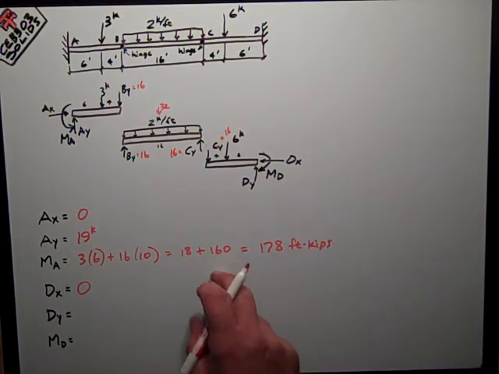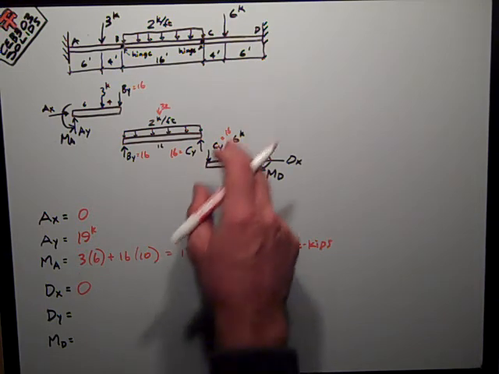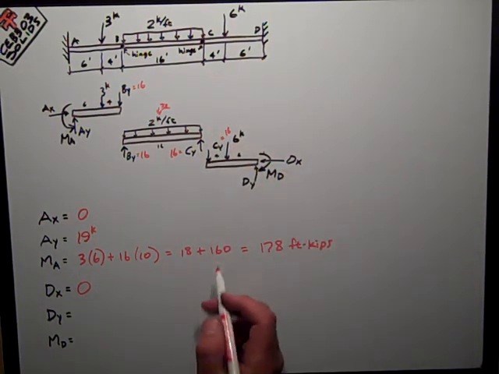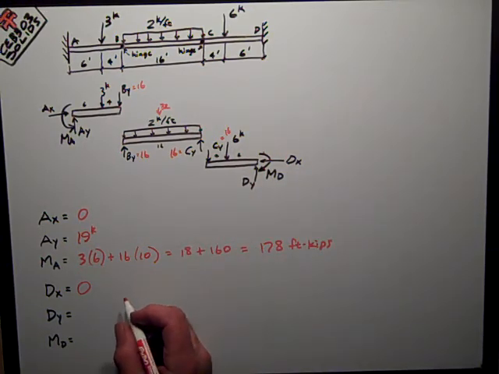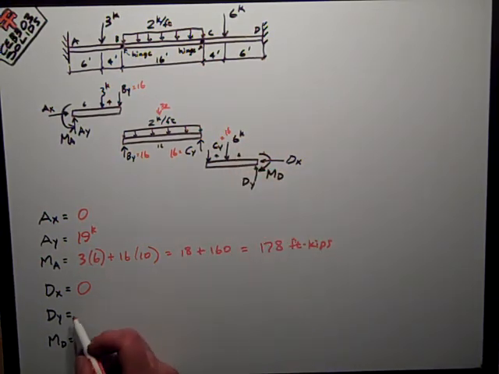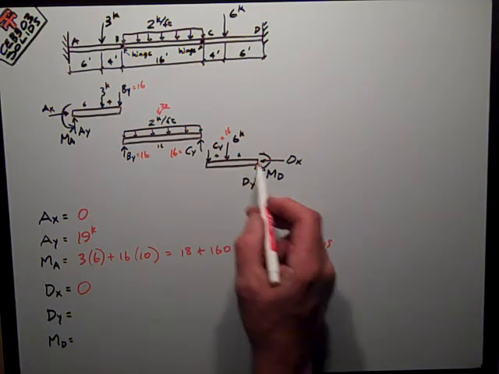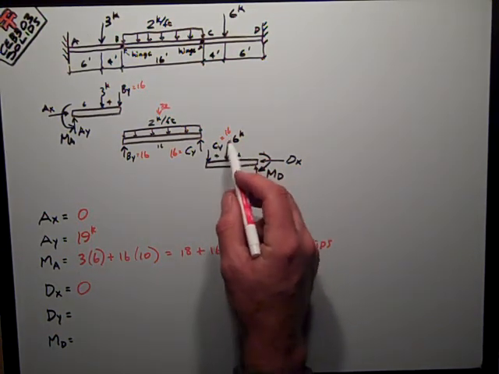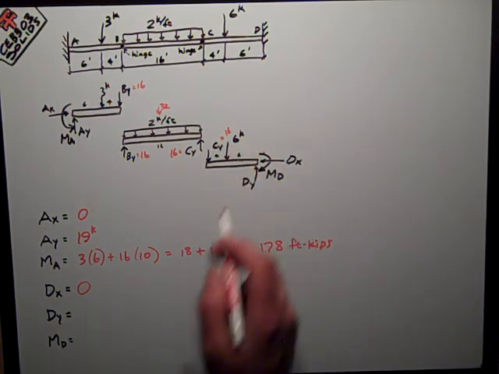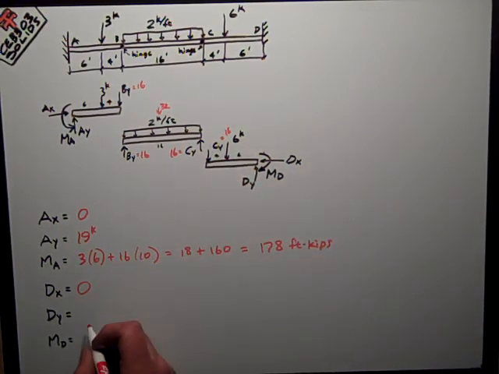Pretty easy stuff. At the other end, cantilever at D, I've already solved for Dx, 0. Sum of forces in the y direction, the only thing I have is my reaction Dy plus the 2 opposing external forces, 16 and 6, so it's 16 plus 6 is 22 kips.